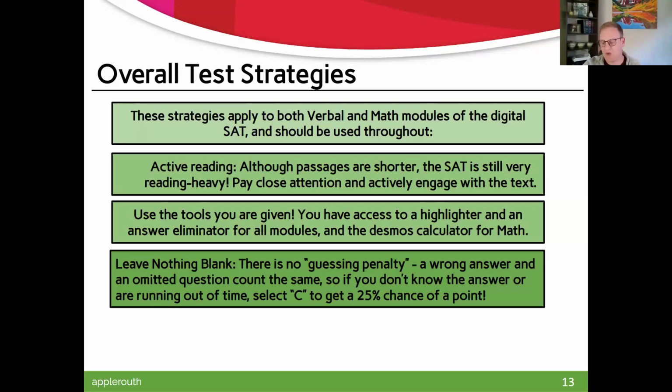Slightly less important than it used to be only because the passages are shorter, but still crucial on module 2 upper level. The answer eliminator we'll look at is a very important tool. I would use it constantly, always have it on in verbal. And the Desmos calculator for math is a cheat code for like 60% of the questions. Just knowing that puts you way ahead of most people taking the test.